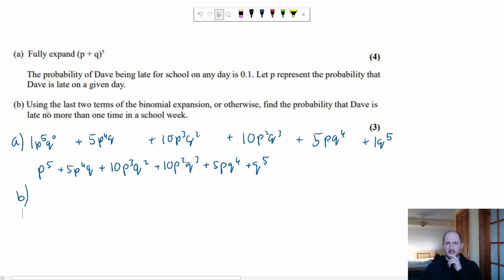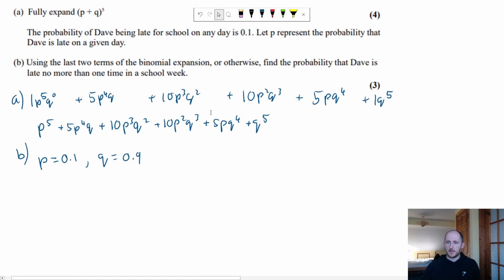It then says, let the probability of Dave being late on any school day be 0.1. So p is equal to 0.1, right? So then q would have to equal 0.9. And it tells you to use the last 2 terms of the expansion, so these two. Find the probability that Dave is late no more than 1 time in a school week. Well, the probability of him being late once is going to be, he's late once, and then he's on time, on time, on time, on time. So that actually gives us the answer.